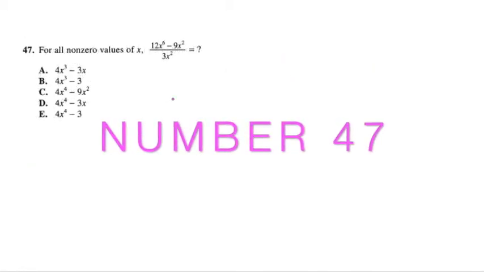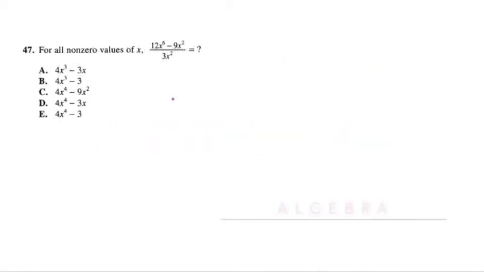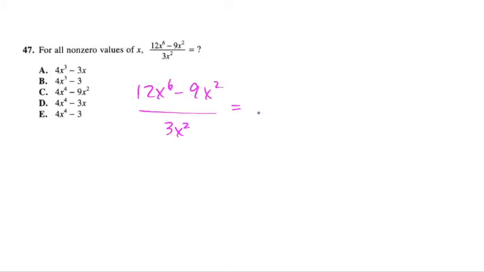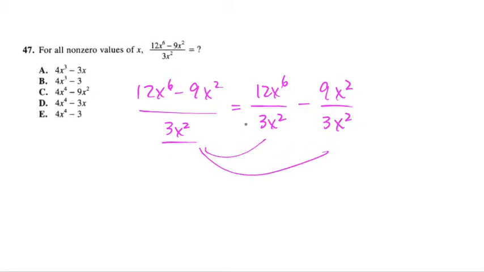Number 47, this is algebra. We're working with polynomials, polynomial division. For all non-zero values of x, 12x to the 6th minus 9x squared over 3x squared equals. Let's write it out. Now what we can do from here is separate them into two terms. That's 12x to the 6th over 3x squared minus 9x squared over 3x squared. So the denominator goes to both places. I'm just separating the numerator into two terms.